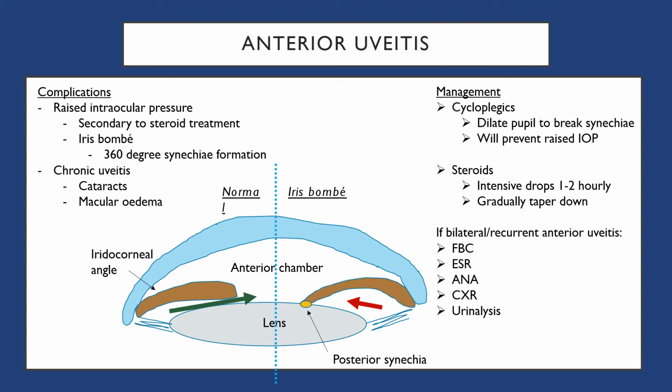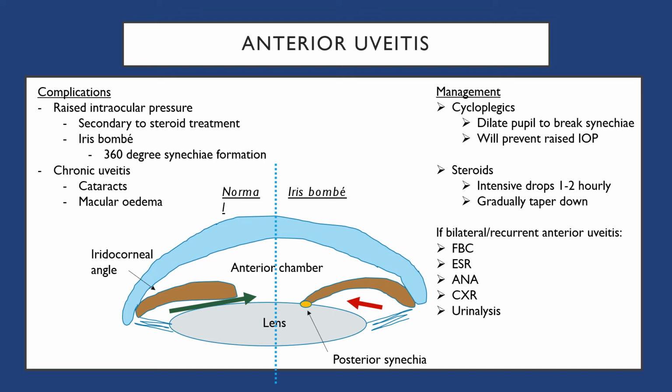So if we have a look at this diagram, on the left-hand side we've got a normal eye. So you've got aqueous humour being made where the green arrow is, behind the iris. It then tracks forward through the pupil and then will turn on itself and get drained in the iridocorneal angle via the trabecular meshwork into the canal of Schlemm.